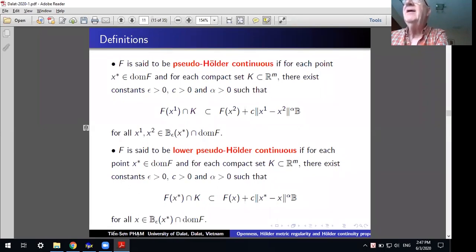But my question is in the same direction as your question, Alex. Does the constant alpha in the definition depend on the compact set K or not? I think according to the definition, it seems that the answer is yes. For each compact set, there is a constant alpha that depends on K. Yes, of course, alpha depends on F, star, and K.